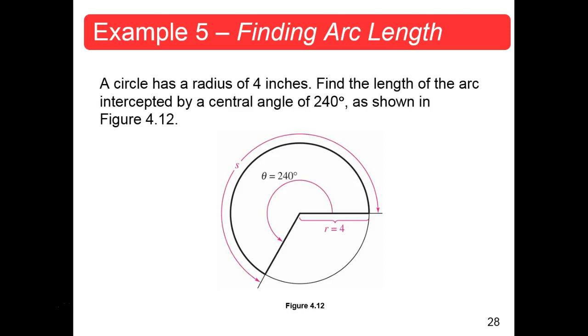Here is example 5. A circle has a radius of 4 inches. Now, to me, that's sort of gripey, because if it's inches, write down inches. Okay, the circle has a radius of 4 inches. Find the length of the arc intercepted by a central angle of 240 degrees, as shown here. So what we're looking for is the length of the arc, that's the S, of that angle, 240 degrees.